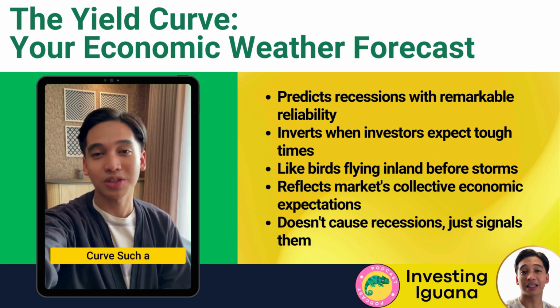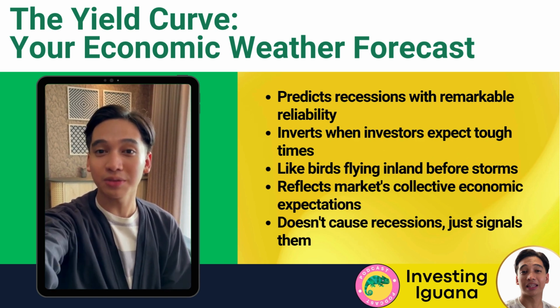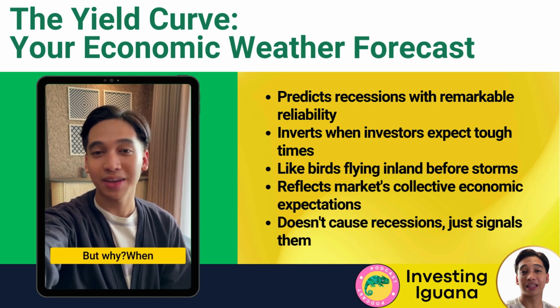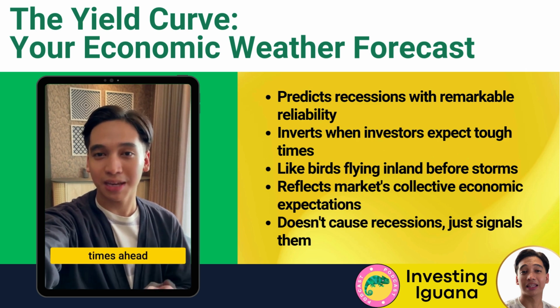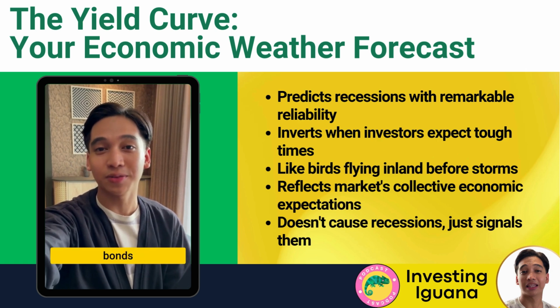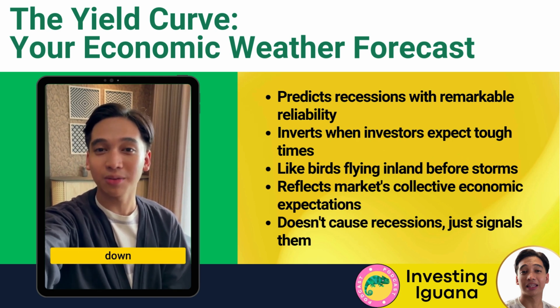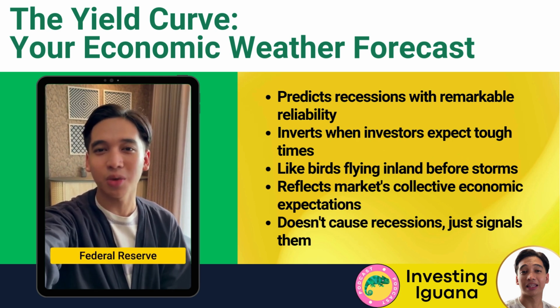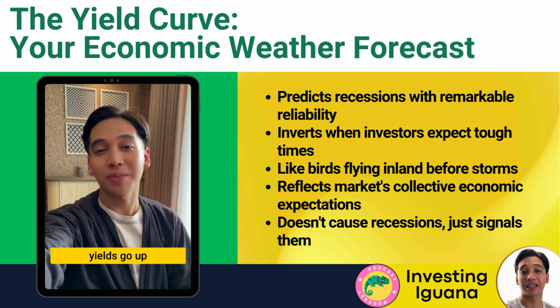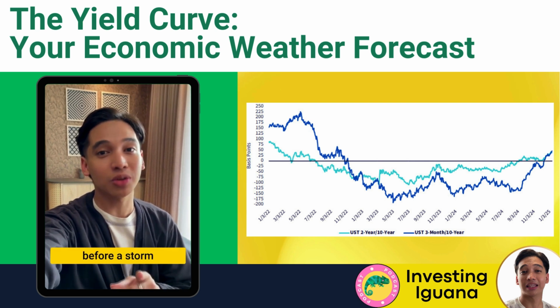Why is the yield curve such a good recession predictor? Here's where things get really fascinating. The yield curve has been one of the most reliable predictors of recessions in the United States. But why? When investors expect tough economic times ahead, they often move their money into safe long-term government bonds. This increased demand pushes the prices of these bonds up and their yields down. At the same time, if the Federal Reserve is raising short-term interest rates to fight inflation, short-term yields go up. The result? An inverted yield curve. It's like watching birds fly inland before a storm hits.